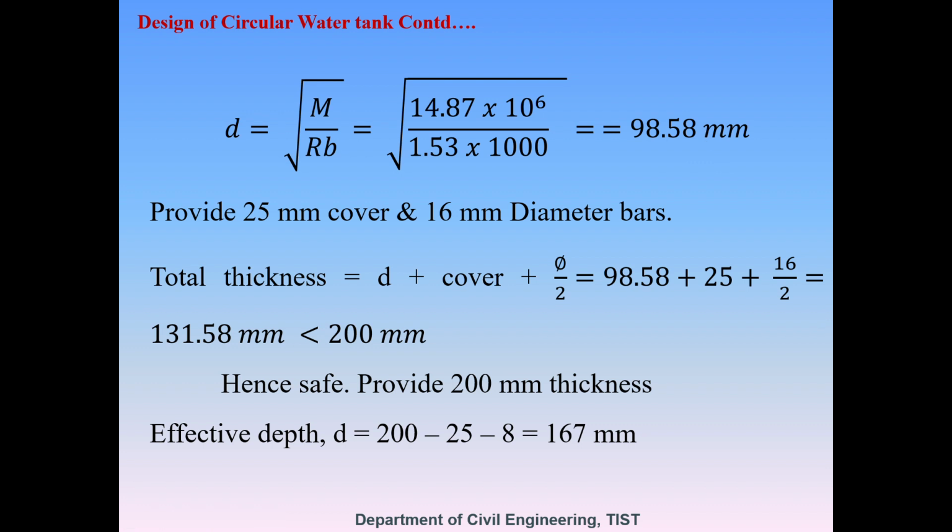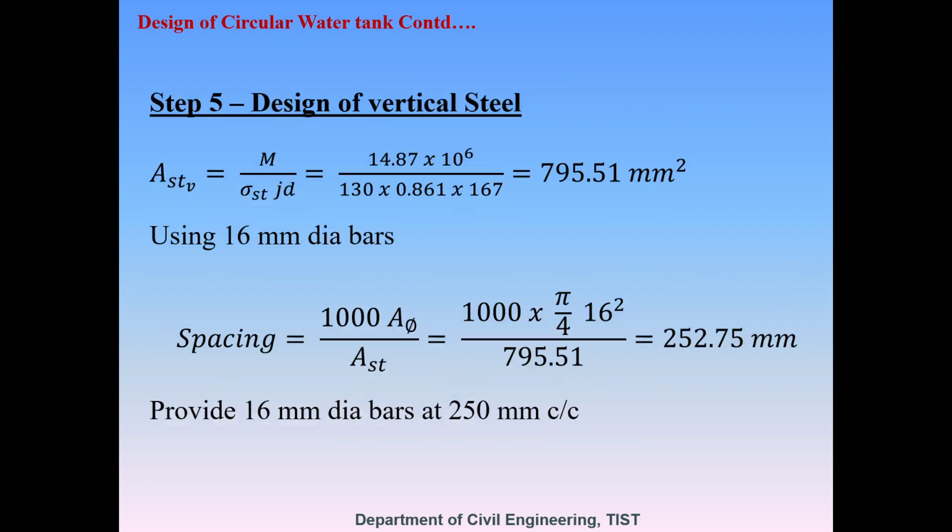If you are providing 25 mm cover and 16 mm diameter bars, then the total thickness is effective depth plus cover plus half of the diameter. That will be 131.58 mm. But we have already assumed 200 mm. That means we can provide 200 mm thickness, that is safe. When you are using 200 mm, the effective depth will be 200 minus cover minus half of the diameter. The value is 167 mm, that is the effective depth of your water tank wall.